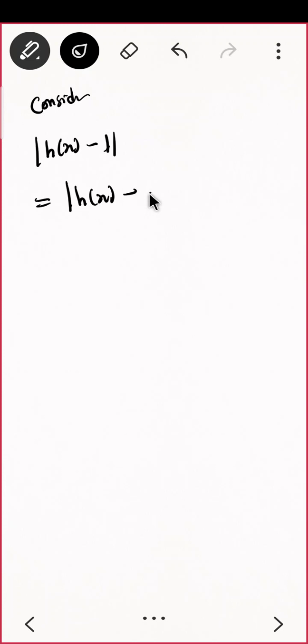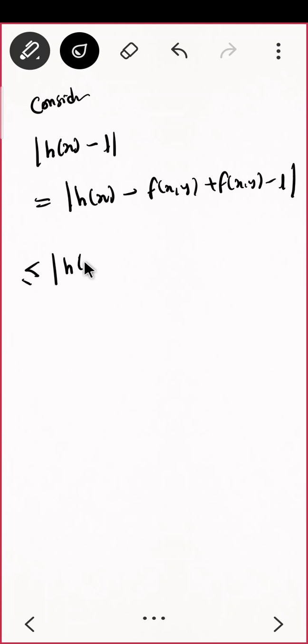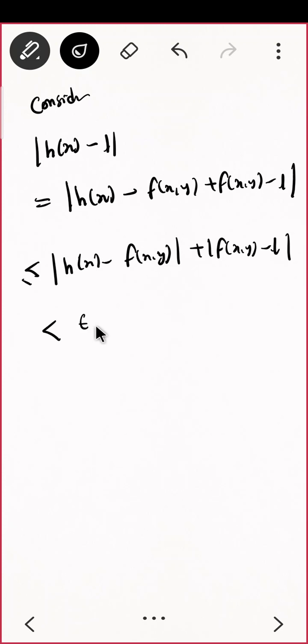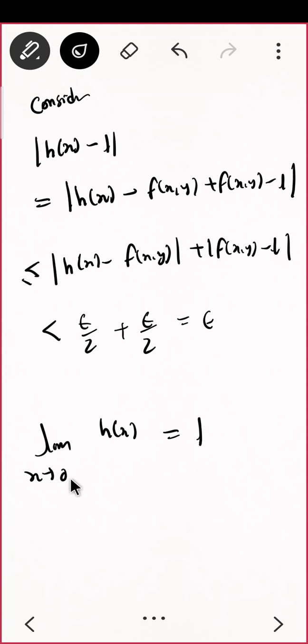h of x minus f of x y plus f of x y minus L. Do you see? By triangle inequality, this will be less than or equal to mod of h of x minus f of x y plus mod of f of x comma y minus L, correct? And both are less than epsilon by 2, so epsilon by 2 plus epsilon by 2. So what do you prove? You prove that limit h of x is equal to L.